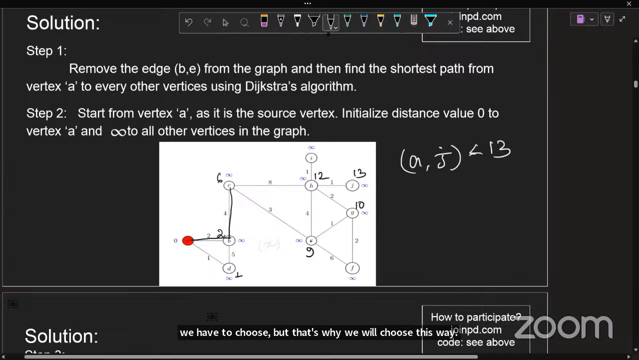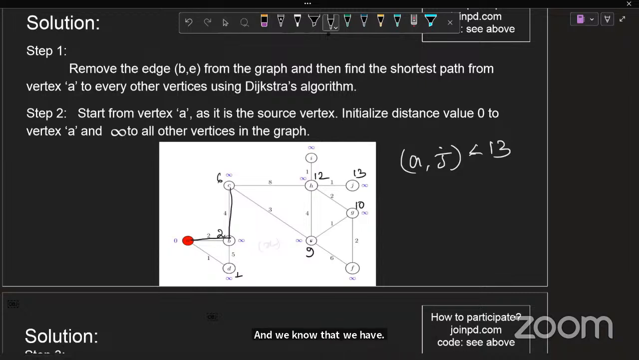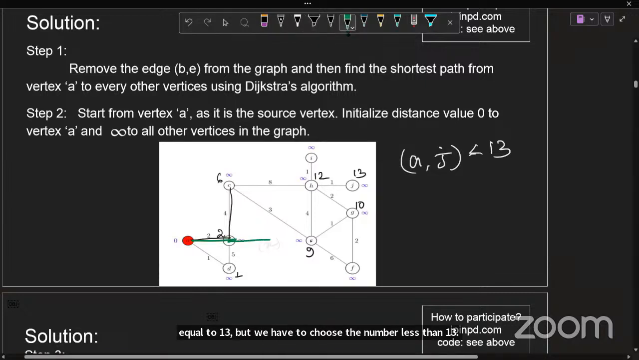And this is 13. And we know that from A to J we will get 13. But we have to choose the number which is less than 13, right? It's equal to 13, but we have to choose the number less than 13. So which way should you use? You have to use this one and directly this one, because we have to use this x, and then this way.